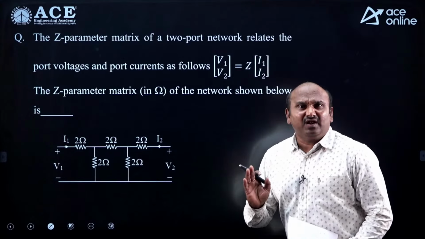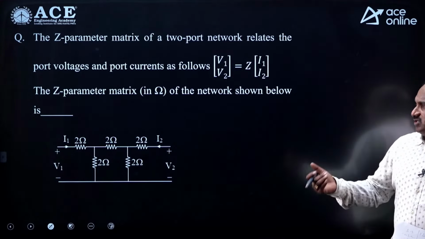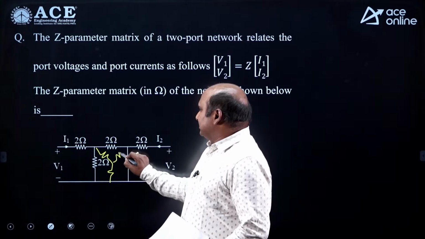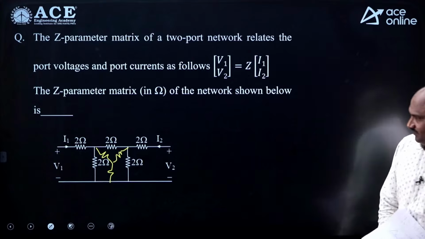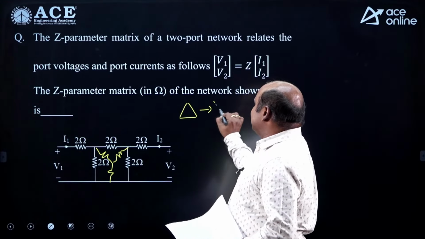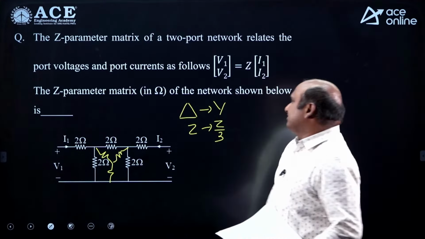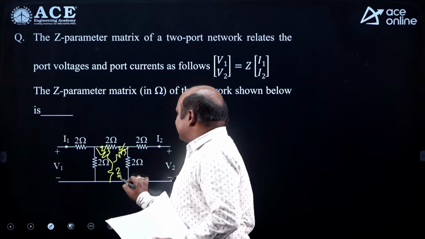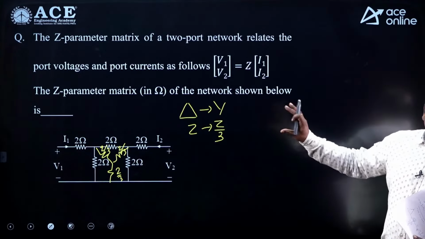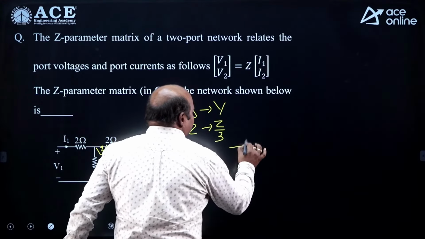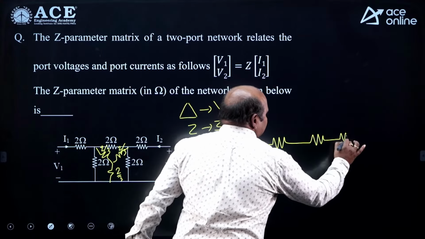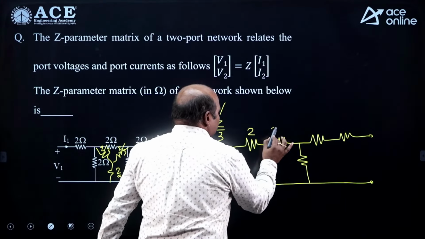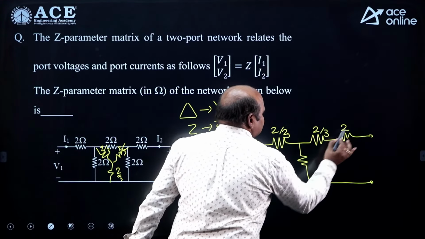Here you need to go for only one simplification technique, that is star to delta and delta to star. If you are able to perform the delta to star transformation by this simplification, you will get the direct answer. You know that from delta to star, whenever in delta Z is there, then definitely you will get the equivalent star network as Z by 3. With that I can say here this is 2 by 3, this is 2 by 3 and this is 2 by 3. With this we are going to get the entire network in a standard format, that is a T network. Once a T network is there, we are able to define directly the Z parameters. This is 2, 2 by 3 and 2 by 3 and 2, this is 2 by 3.